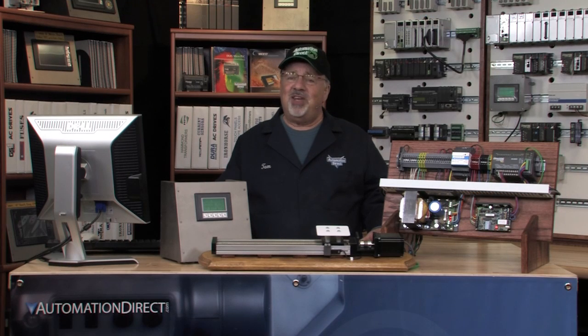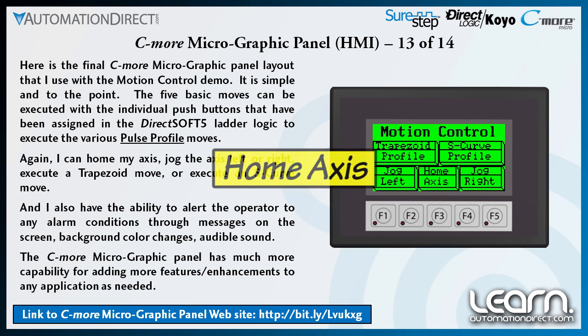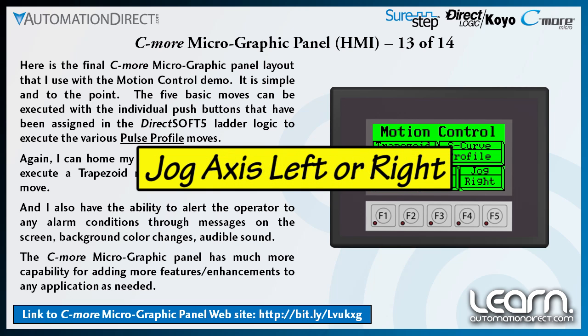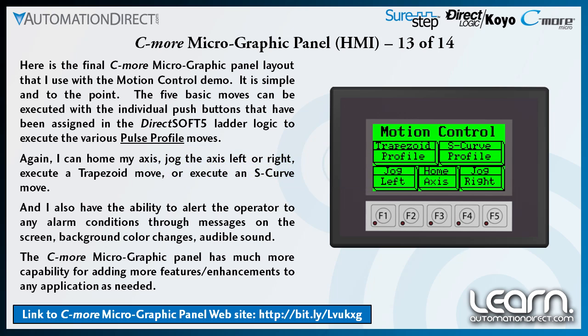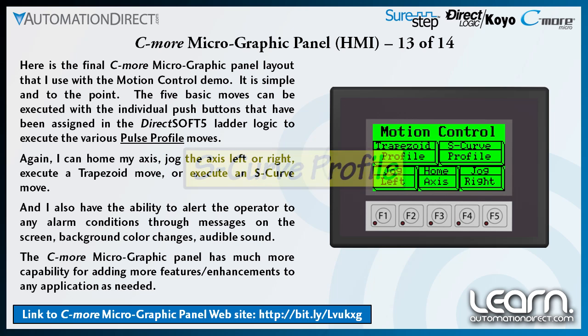Here is shown my finished Seymour micro screen that I will use to control the various move profiles for the motion controlled demo. Again, I can home my axis, jog the axis left or right, execute a trapezoid move, or execute an S-curve move. I also have the ability to be alerted to any alarm conditions by way of alarm messages on the screen, along with background color changes and sounds.